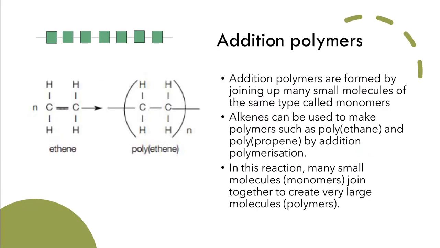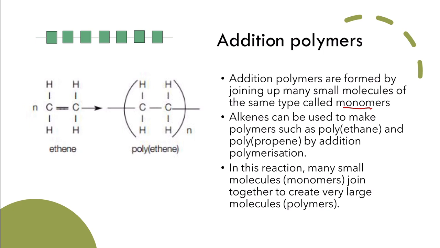There are two types of polymers. There are addition polymers and there are condensation polymers. Polymers in general are formed by joining up many small molecules together, and these small molecules are called monomers. So they are formed of repeating units. For addition polymers, the repeating units, or the monomers that are added together, are usually alkenes. We usually use one type of alkene and it's added to each other to give you the polymer.